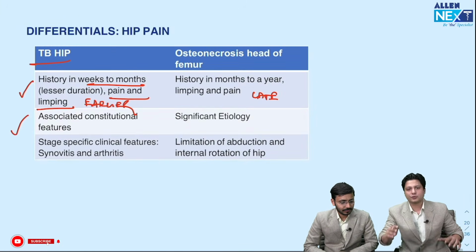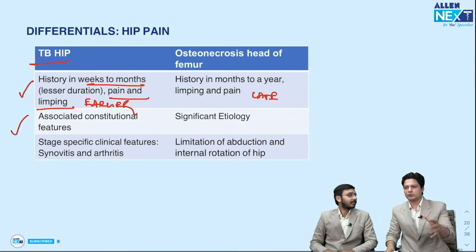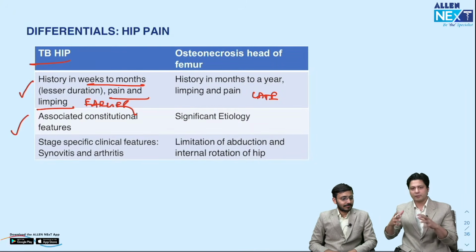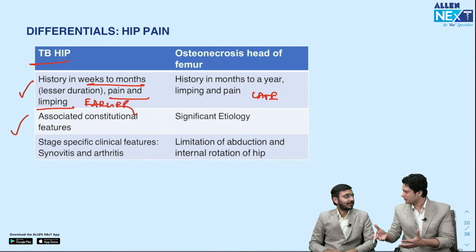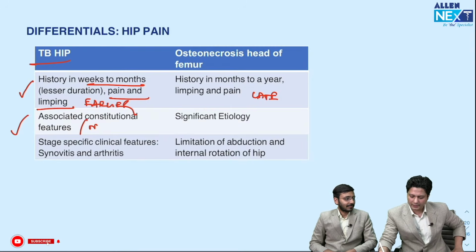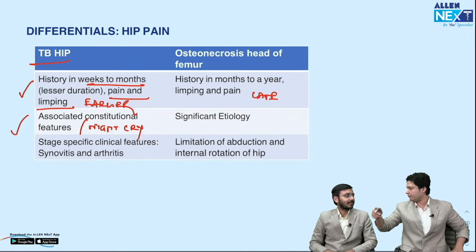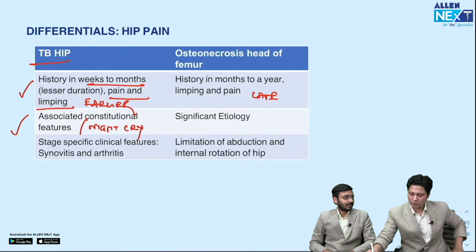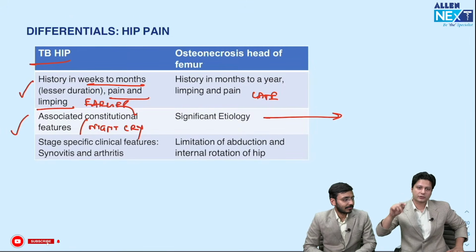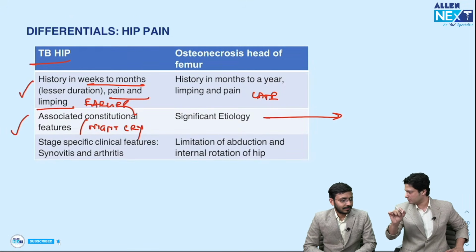Now, second is associated constitutional symptoms. As you know, in tuberculosis, the patient will look sick. There will be weight loss, loss of appetite, and there will be a positive history also. So all these features, and yes, night cry. The patient will experience more pain at night while relaxing in comparison to movements. But in case of avascular necrosis or osteonecrosis, a significant etiology will always be provided.